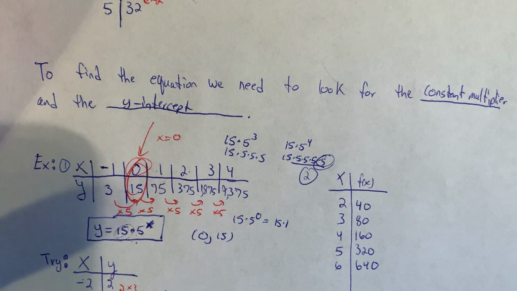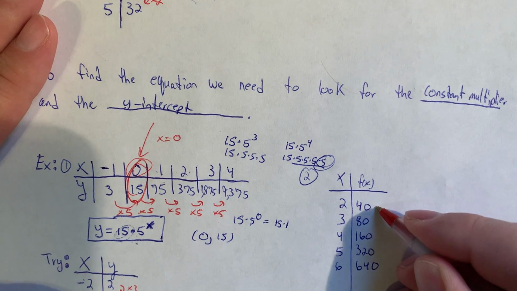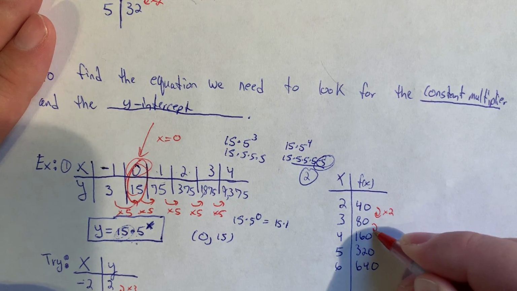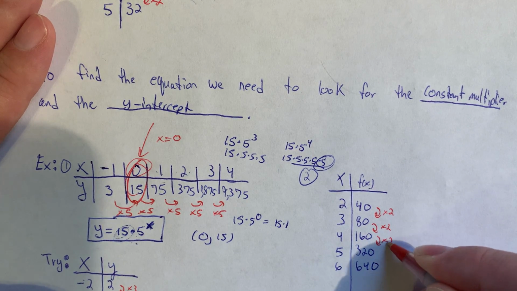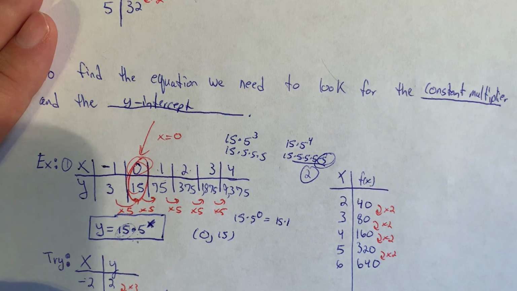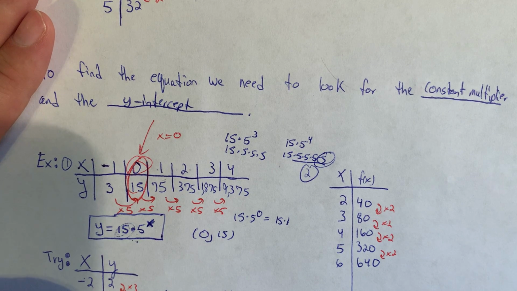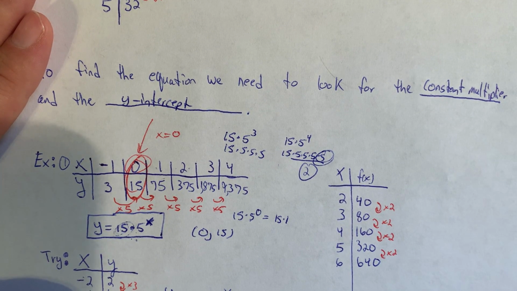Well, first, let's see if it's exponential. Is there a constant multiplier? It's multiplying by 2. It's multiplying by 2. So there is a constant multiplier. But the other thing we need is the y-intercept. And we don't have that here.